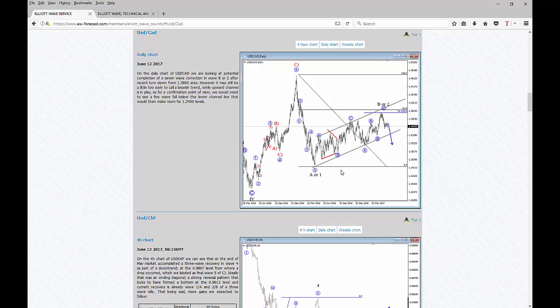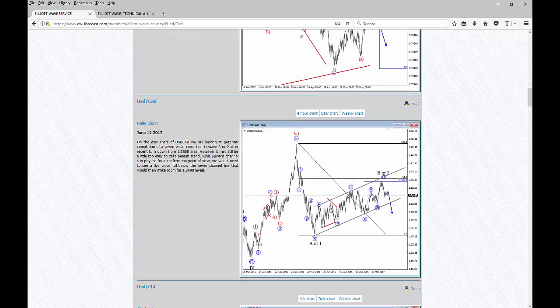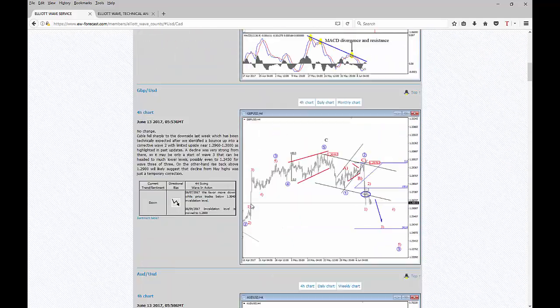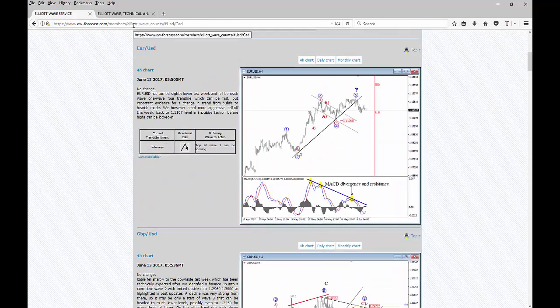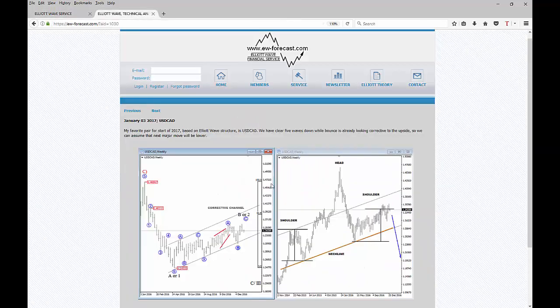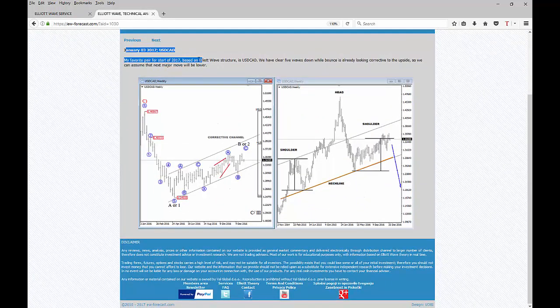Price is now at much lower levels, and I shared this as one of my favorite clear setup charts for 2017. That's the chart from January 03rd. We were looking for this ABCX ABC recovery. We hit 61.8% retracement, and now we are turning down. Also, here on the right, you can see potential bearish head and shoulders pattern. So everything so far is playing out very nicely.